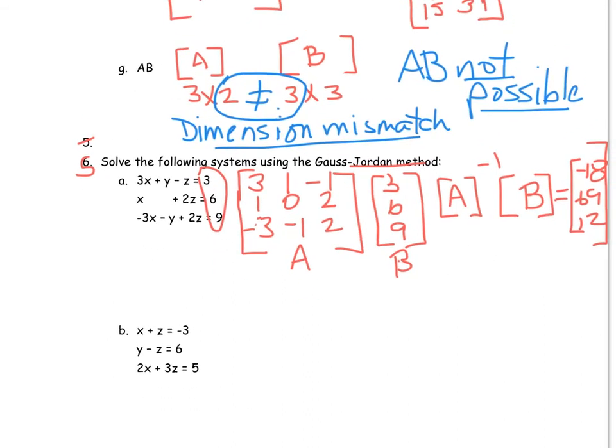So that means the solution to that system is the ordered triple, negative 18, 69, 12.